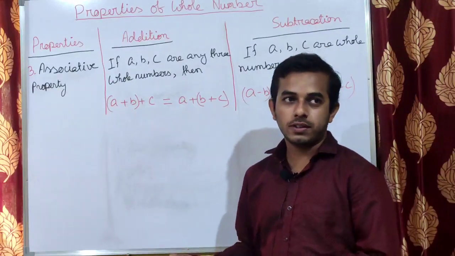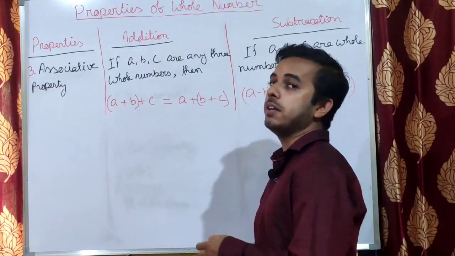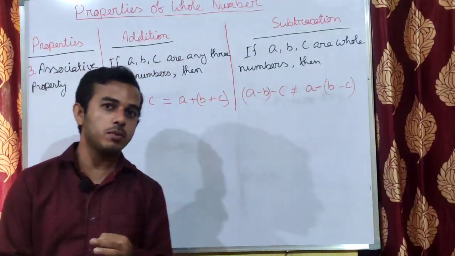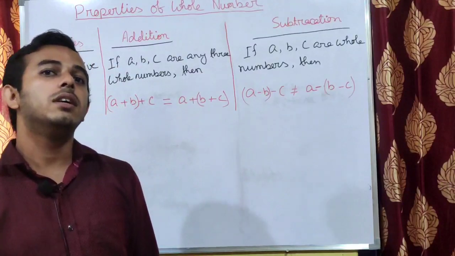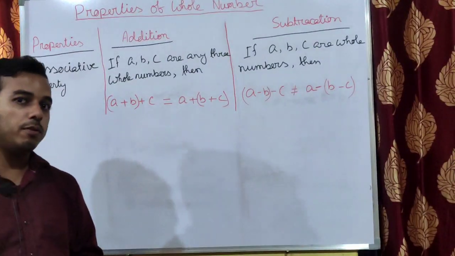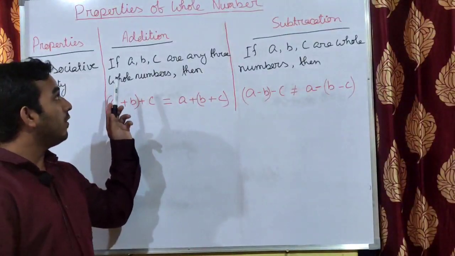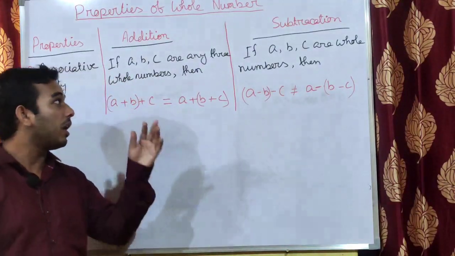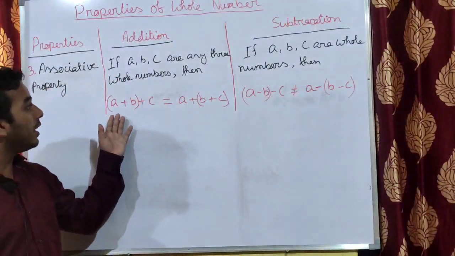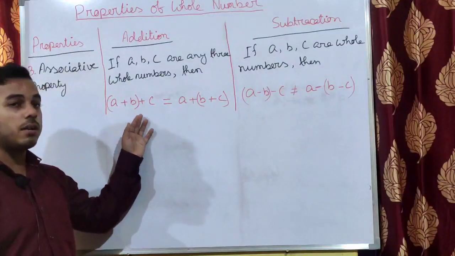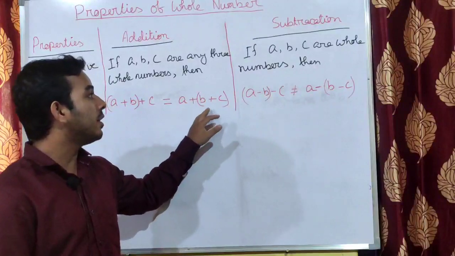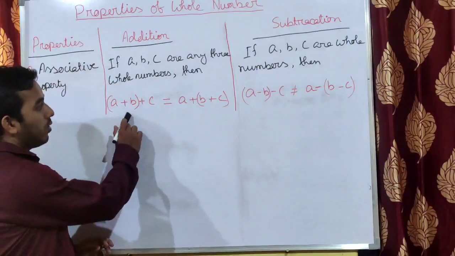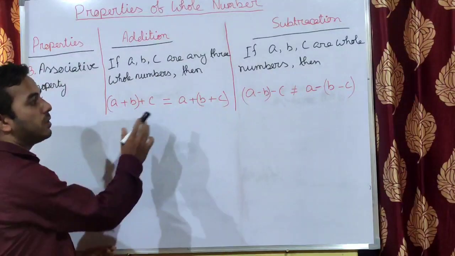Okay, now let us move to our third property, that is associative property, right? Till now we have considered only two whole numbers, but in this case we have considered three whole numbers. So let us look at what the associative property of addition tells us. Here, if A, B and C are any three whole numbers, then (A plus B) plus C equals A plus (B plus C).